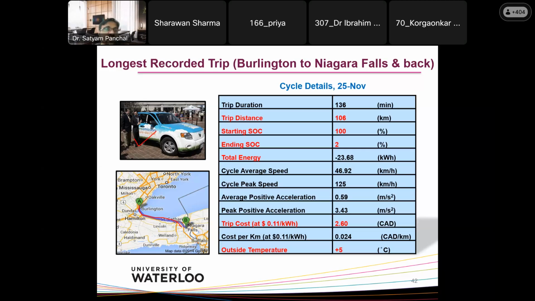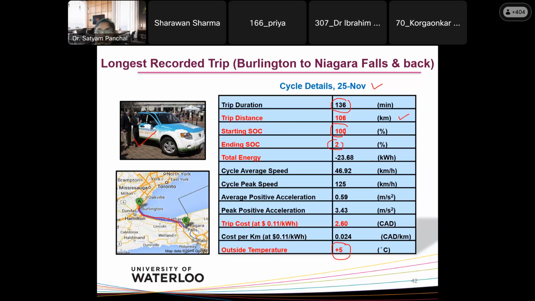The vehicle you can see over here was the first Canadian electric vehicle that was on display in 2011, and it was driven in the month of November, where the outside temperature was around +5 degrees C. Total trip duration from Toronto to Niagara Falls was 136 minutes, so 2 hours and 16 minutes. Distance was 106 kilometer. Starting SOC was 100%, ending SOC 2%.